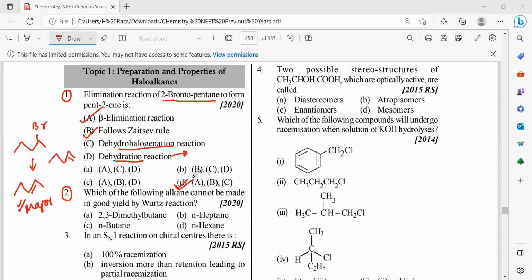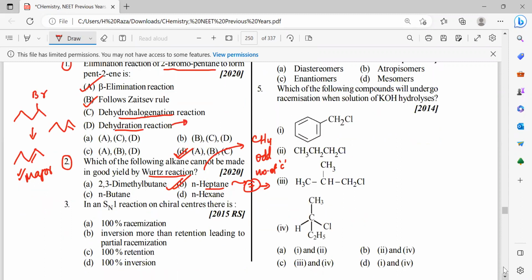What is the second answer? Yeah, it is good. Which of the following alkanes cannot be made by Wurtz reaction? Wurtz reaction cannot prepare CH4 methane or alkanes with an odd number of carbons. So you can see n-heptane, which has 7 carbons, which is odd, so it is not possible. Is that clear, everyone? Yes, sir.